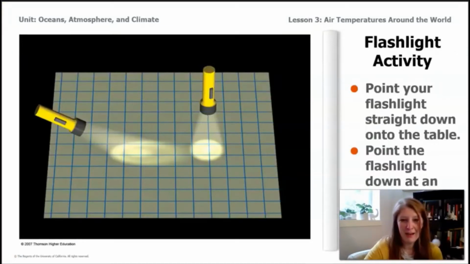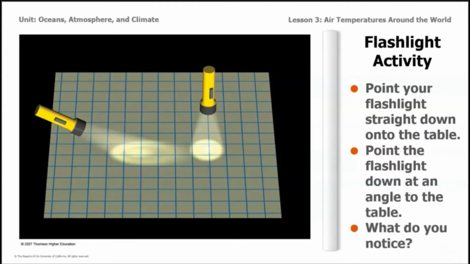So I'm going to have my picture disappear for just a moment so that you can see the words on the page. So here are the directions. Start by pointing your flashlight straight down onto a table. It works better if you turn the lights off in the room that you're in, or if you do this activity at night so that you can see the circle of light from your flashlight. And then point the flashlight straight down and notice how intense the light is from that circle.